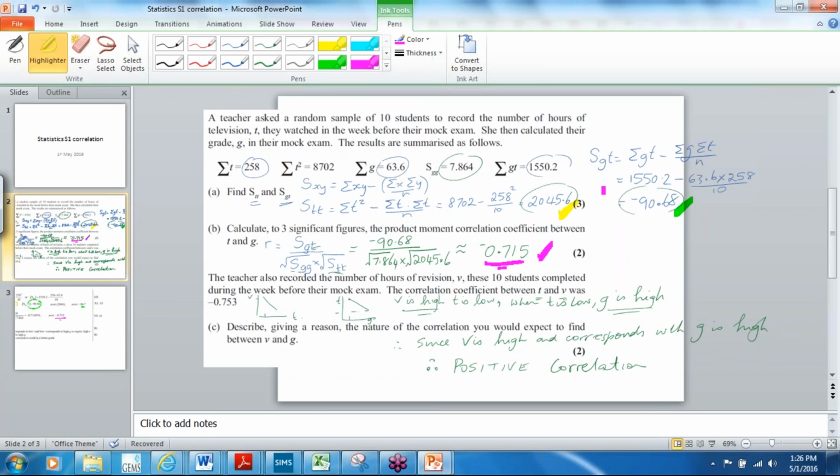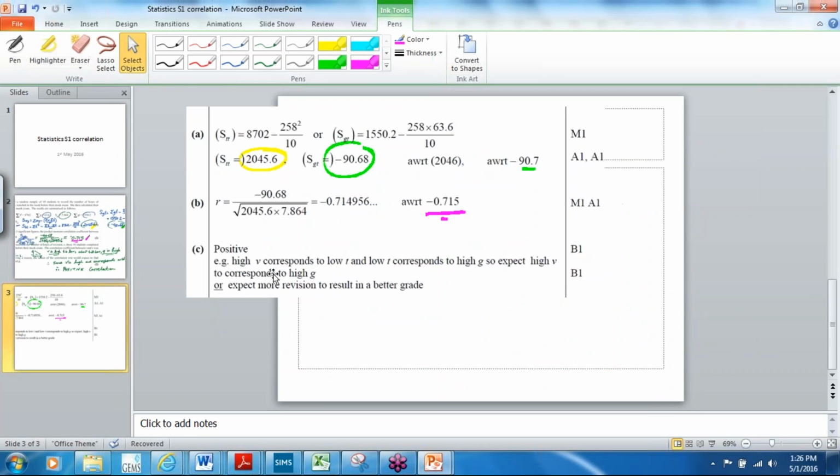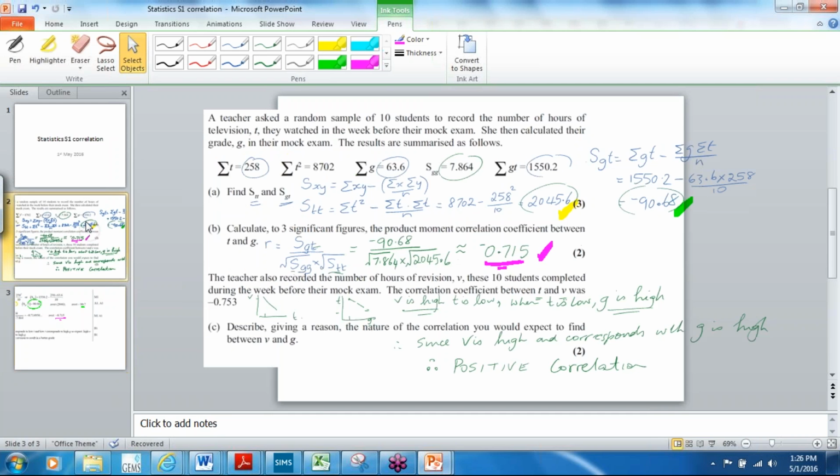And finally, their answer says high V corresponds to a low T corresponds to a high G. So we expect high V corresponds to high G, and it's a positive correlation. So if you revise more for V, then you get a better grade for G, so there's a positive correlation.